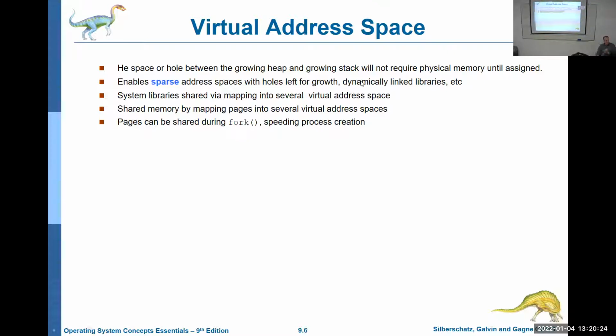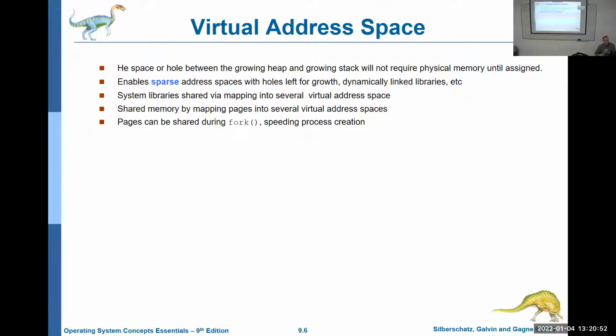Obviously, system libraries can be shared by mapping into several virtual address spaces. In other words, I can have a system library that two processes are using at the same time. I want to put it in memory once, and it's in each of their virtual memories. That was the same as we saw with paging. We did it with paging too. Shared memory by mapping pages into several virtual address spaces.